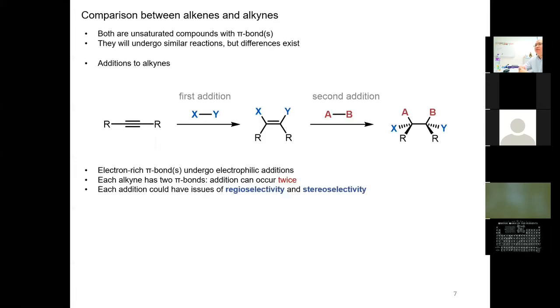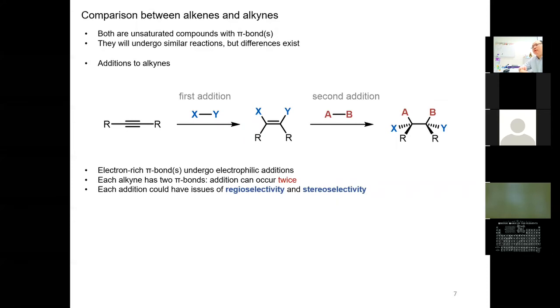All right. So further comparison between alkenes and alkynes. Both are unsaturated. You still understand unsaturation, right? Because it's not bonded to enough hydrogens, enough groups. So it's unsaturated. Thus, they will undergo similar reactions, but differences exist. So what does that mean?